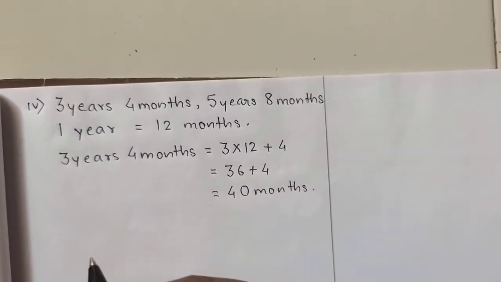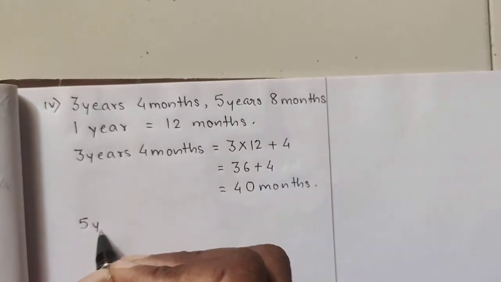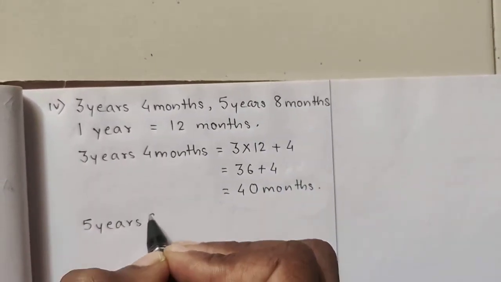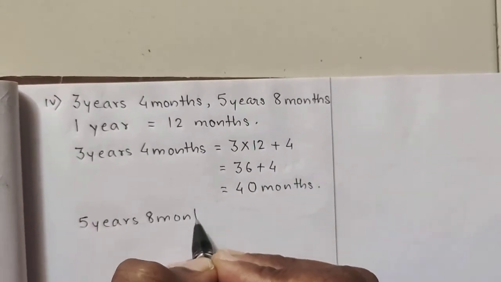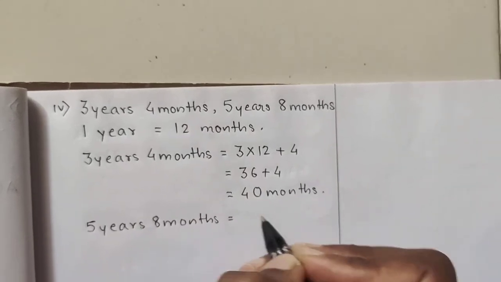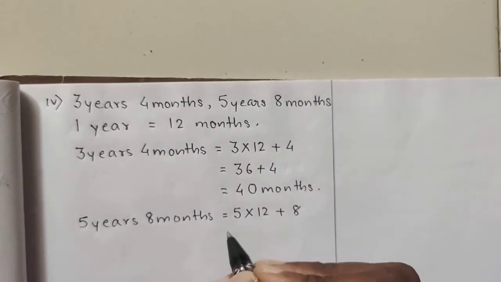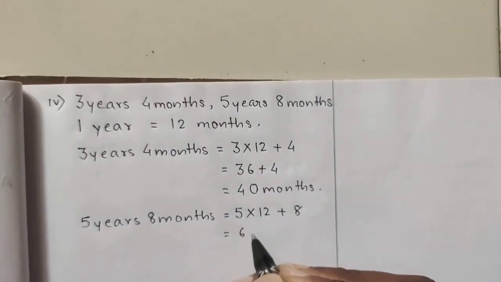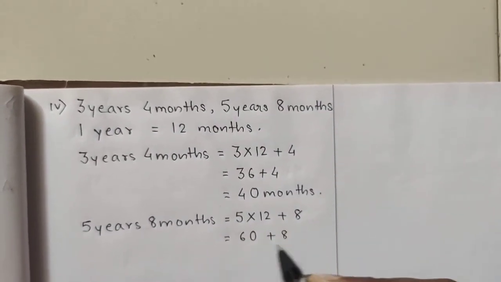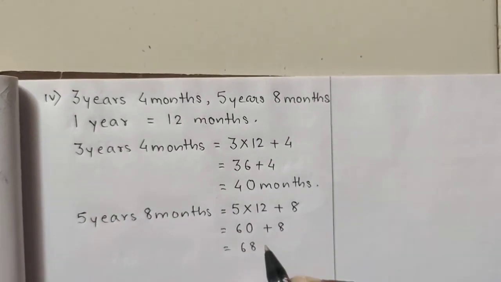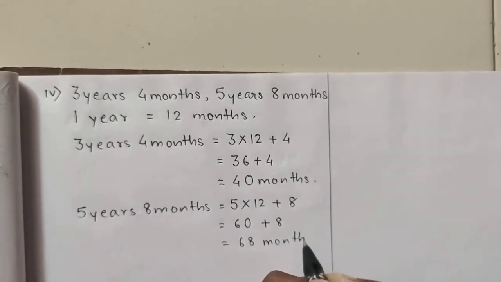Okay, now see the second one. Second one is what? 5 years 8 months. Again we are going to convert the same way. 5 years means what? 5 into 12 plus 8. Now 12 5s is what? 60. So 60 plus 8, that is 68 months in this case.